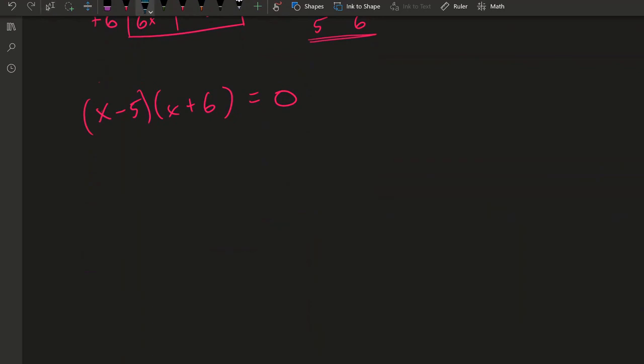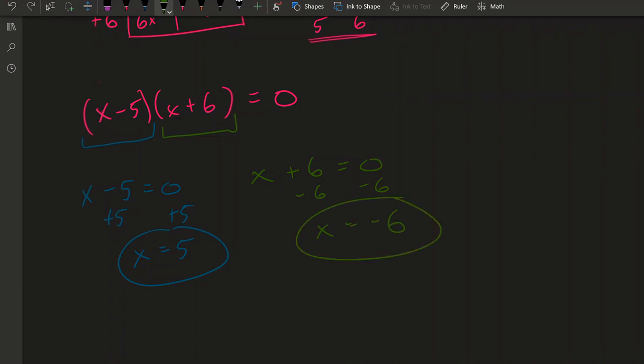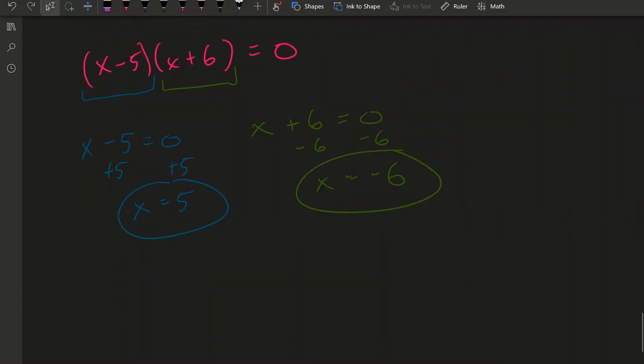So now, using the zero product property, this piece right here could equal 0, x minus 5 equals 0, or this piece right here could equal 0, x plus 6 could equal 0. Now we can just quickly solve that, adding 5 to both sides, x equals 5, or subtracting 6 on both sides, x could equal -6. I have one variable with two solutions, so I would say x is equal to 5 or -6, squiggly brackets, and we're all done.